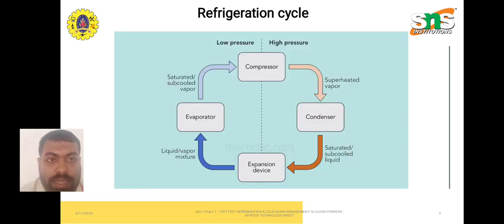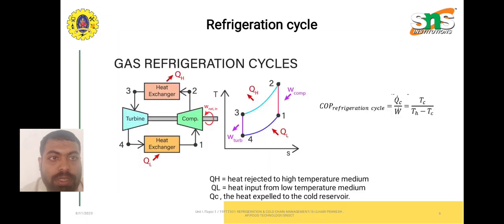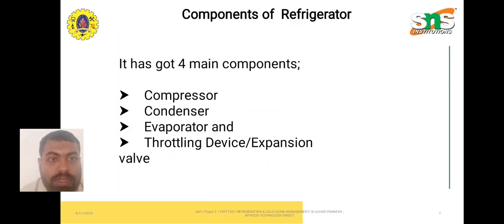Refrigeration cycle. There are 4 components in this: compressor, condenser, expansion device and evaporator. The refrigeration cycle consists of these 4 components. The first one is about gas refrigeration cycles, and these are the 4 components which I have been saying. The expansion device is also called a throttling valve.